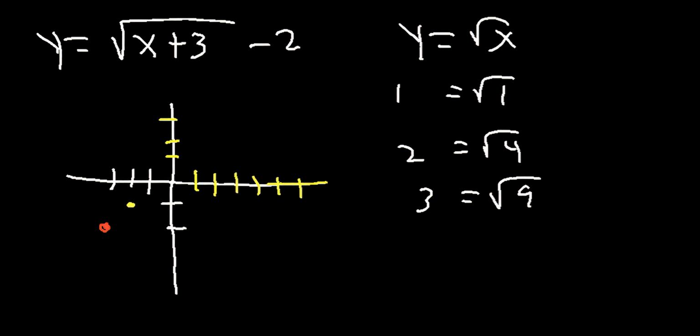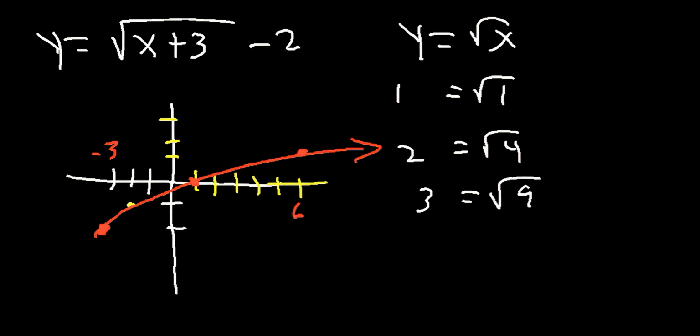As you move 4 to the right, go up 2. So that's going to be somewhere over here. And as you move 9 to the right from your original point, go up 3. So right now we're at negative 3. If we move 9 to the right, we should be at positive 6. And going up 3, we need to be at y equals 1. So that's our graph.